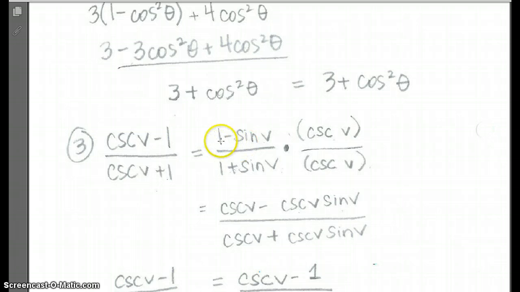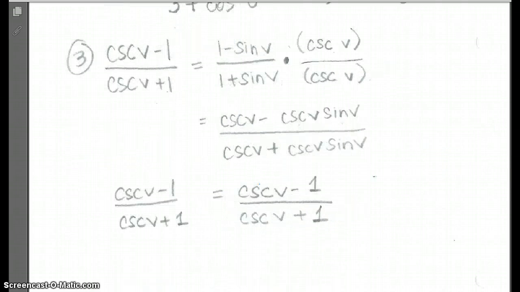And I'm going to multiply every term in the numerator times cosecant v. And I'm going to multiply every term in the denominator by cosecant v. So 1 times cosecant v. Negative sine v times cosecant v. In the denominator, 1 times cosecant v. And then sine v times cosecant v. Well, if you take a reciprocal times itself, right? A times 1 over a is equal to 1. So then I end up with what I had on the left side.